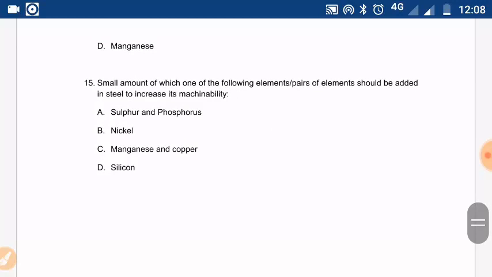Now question 15. A small amount of which one of the following elements, or pair of elements, should be added in steel to increase its machinability? Sulfur and phosphorus, nickel, manganese and copper, or silicon. Okay, so the correct answer will be sulfur and phosphorus.